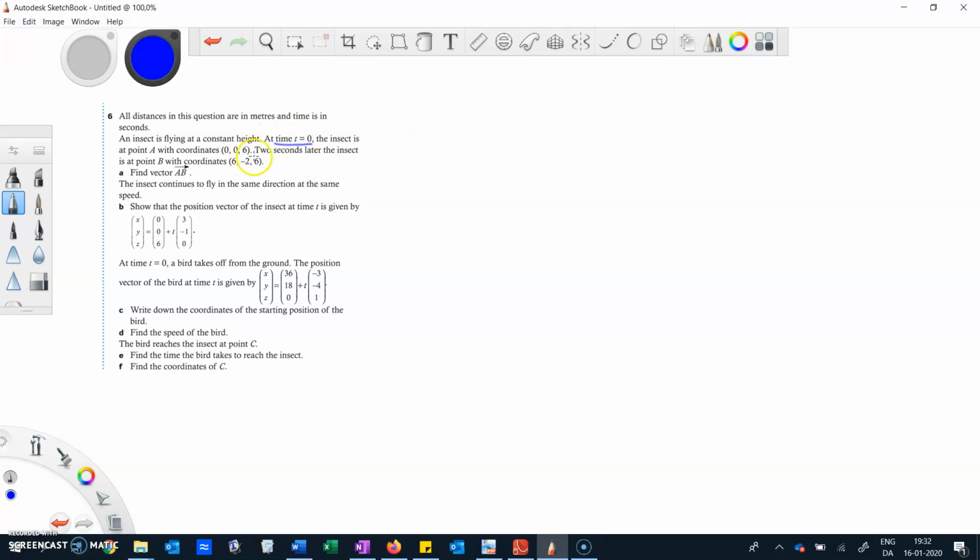We know that at time t is 0, the insect is at point A, and this point has coordinates 0, 0, 6. So we're going to write it down: A equals 0, 0, 6. 2 seconds later, so t equals 2 seconds, the insect is at point B with these coordinates. So B is 6, minus 2, 6. And if we want, we can write down when this happens: t equals 0 and t equals 2.